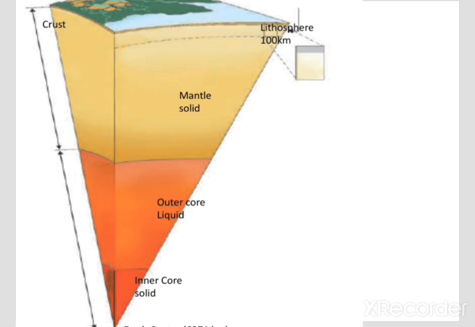Okay, what is the thickness of crust? Okay, average 30 kilometer. Then mantle, 2870 kilometer. Then core, 3471 kilometer. Okay, these are the thicknesses of these layers. So let us now see these layers one by one.